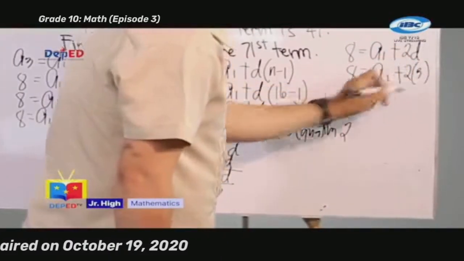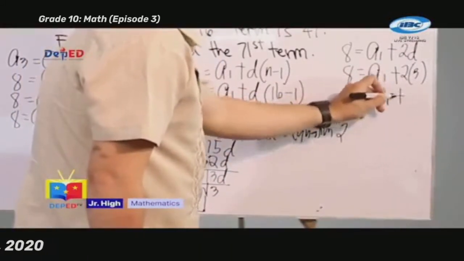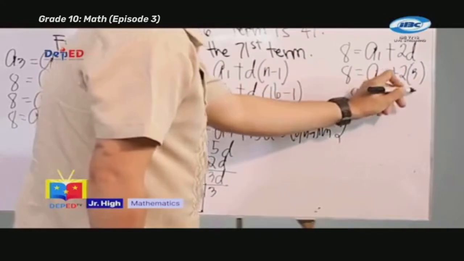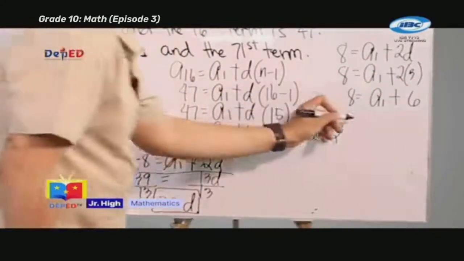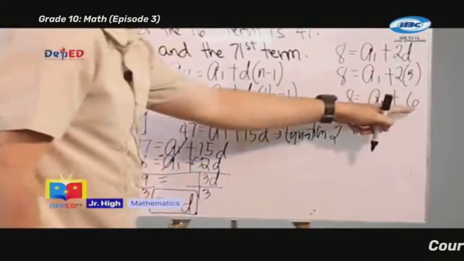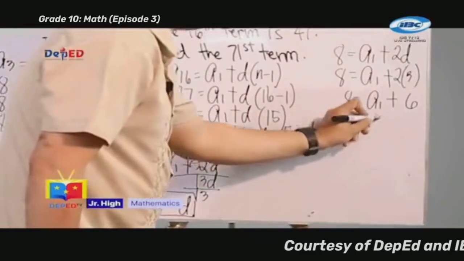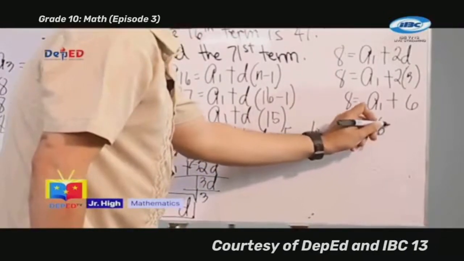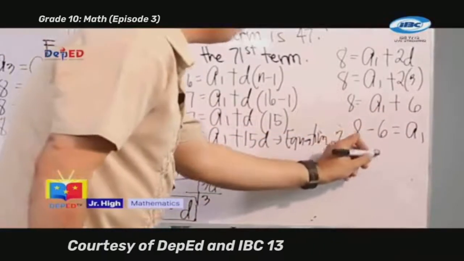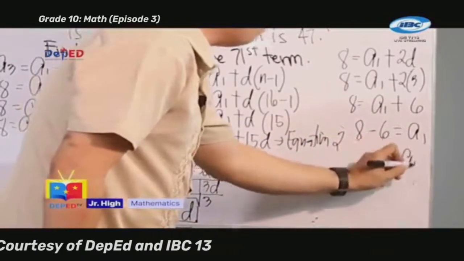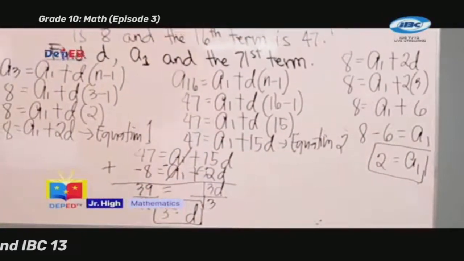Next, we have 8 is equal to a sub 1 plus 2 times 3, that is equal to 6. Next, we'll transpose 6 to the left side of the equation. That will become negative. So that's 8 minus 6 is equal to a sub 1. And 8 minus 6 is equal to 2. Therefore, our first term, or a sub 1, is equal to 2.